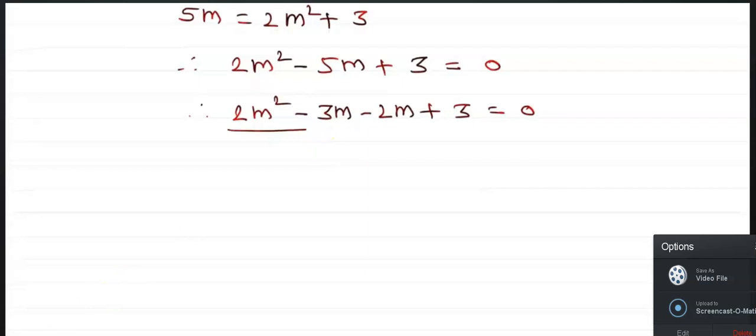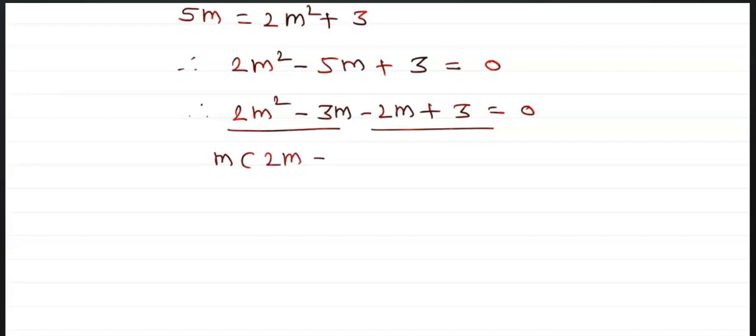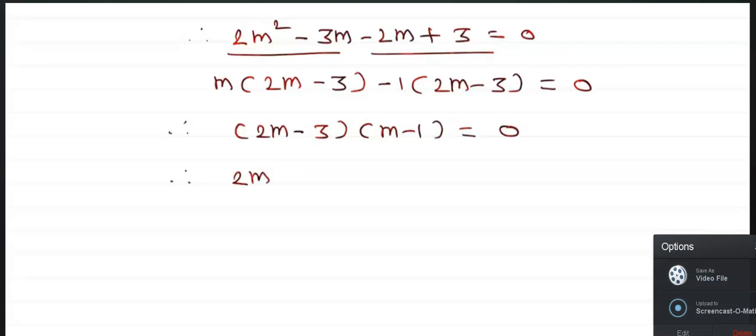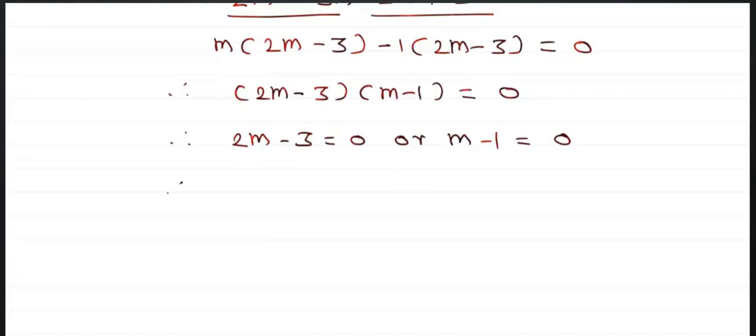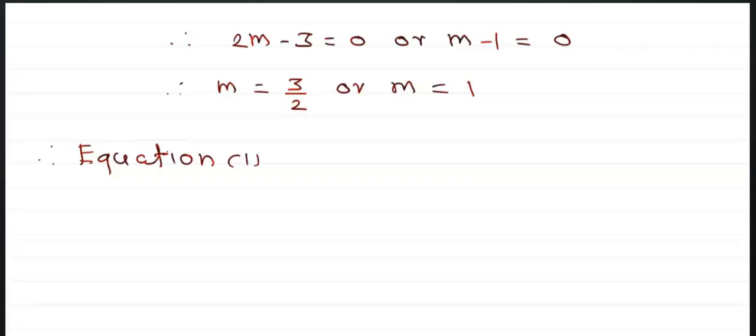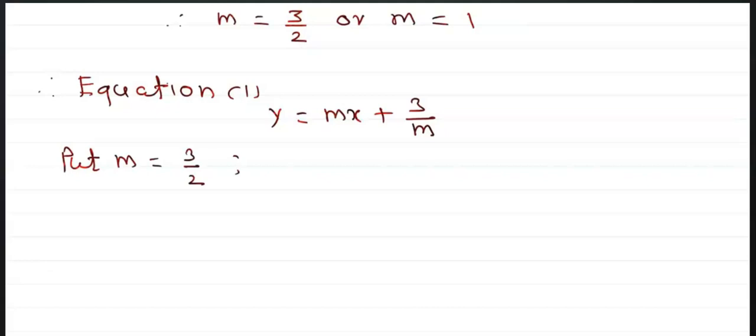Factors are 2m square minus 3m minus 2m plus 3 is equal to 0. Therefore, m minus 1 is equal to 0 and 2m minus 3 is equal to 0. Put in equation 1, that is y is equal to mx plus 3 upon m, m is equal to 3 by 2.